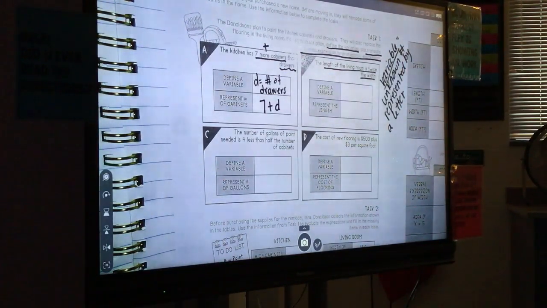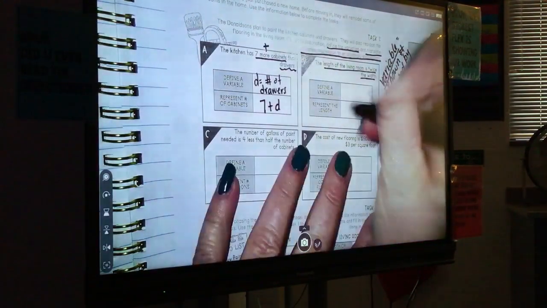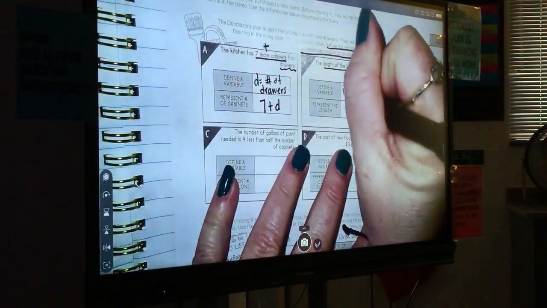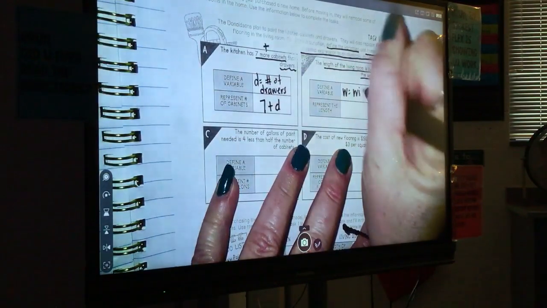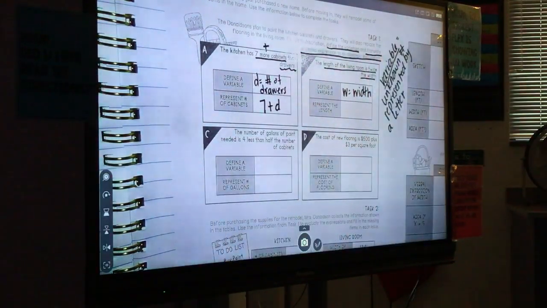Right? And that's okay. That's why we're going over this, because this is where eventually we're going to be. All right? So then our variable is not our length, because it tells us that it's going to be the width. And the length is what? So what represents the length? It tells us right in our problem. What represents our length? Kaden?